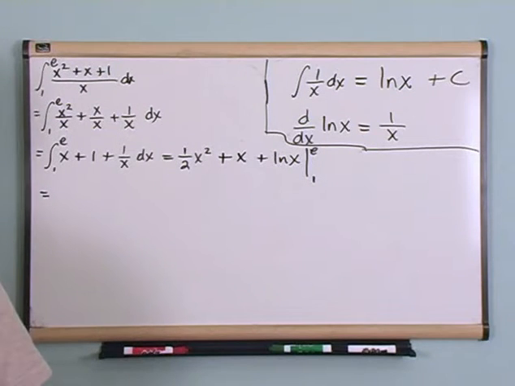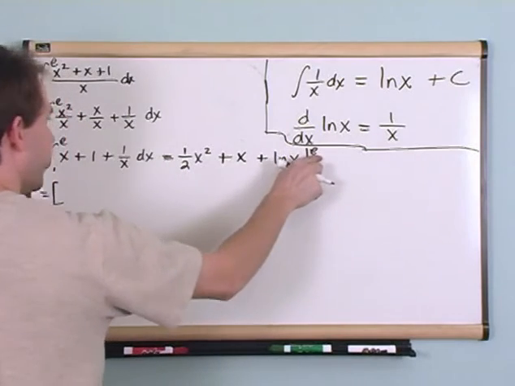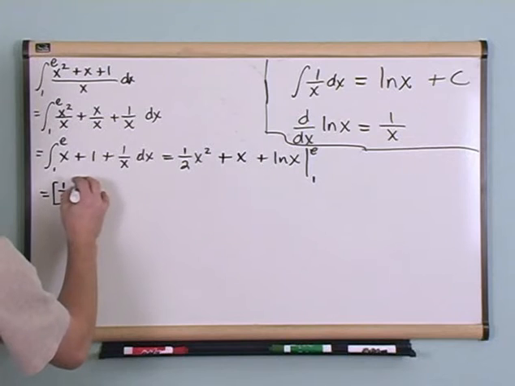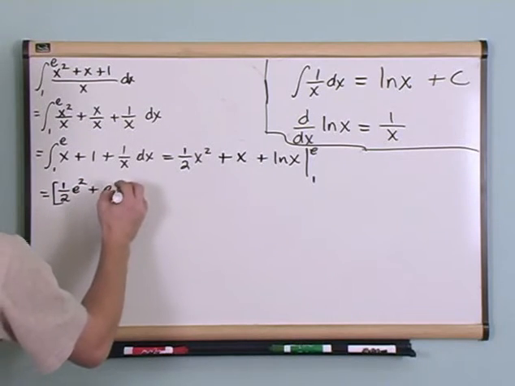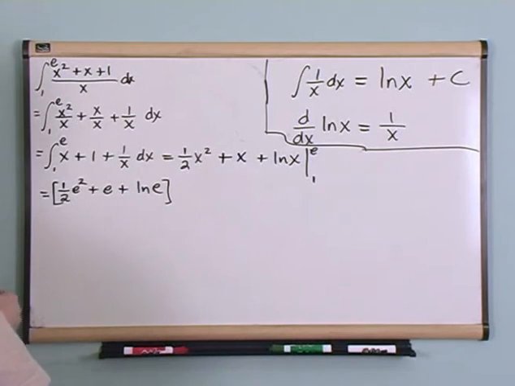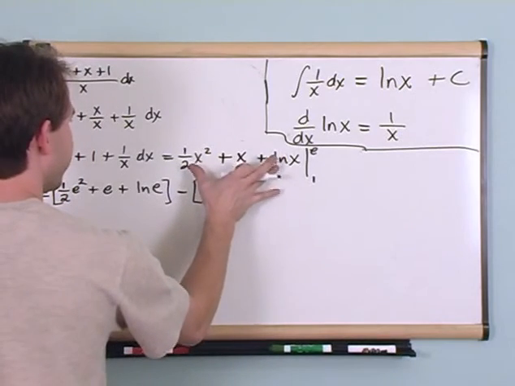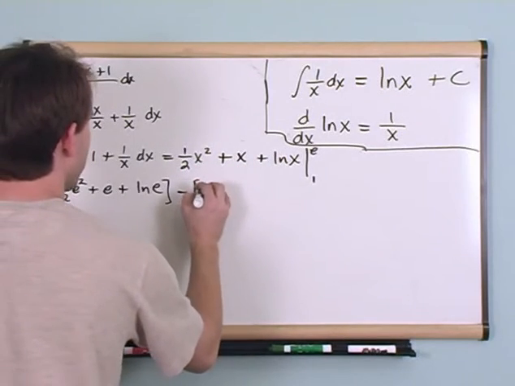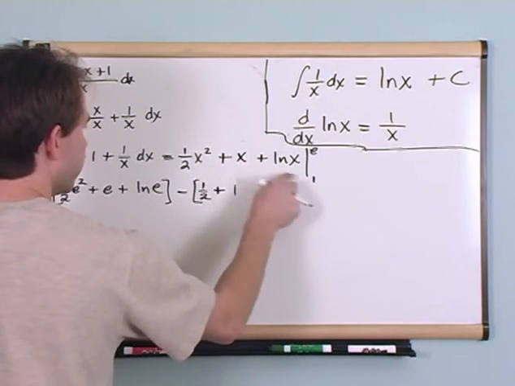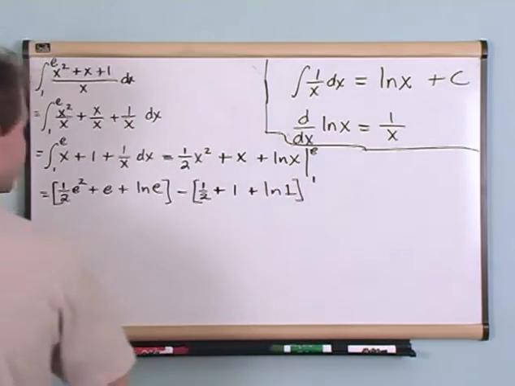Okay? So let's go ahead and do that. For the first term, we're going to plug in this whole thing at the value of e. So we're going to have 1/2 e squared plus e plus natural log of e. Okay? And then we're going to subtract off the second term, which is going to be this whole thing evaluated at 1. So we're going to have 1/2, 1 squared just gives me 1, plus 1 plugged in here, plus natural log of 1, like this.